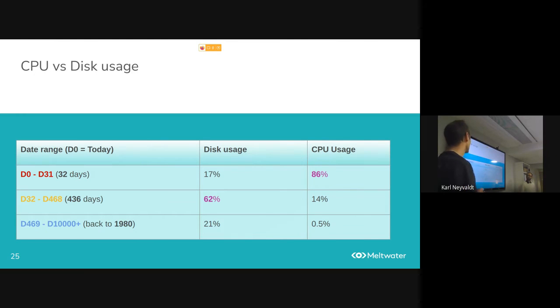So this is what we measured a while ago: the hot data, which is red here, uses 17% of disk usage, but 86% of the CPU. So it's not 100%, but it's still very significant.